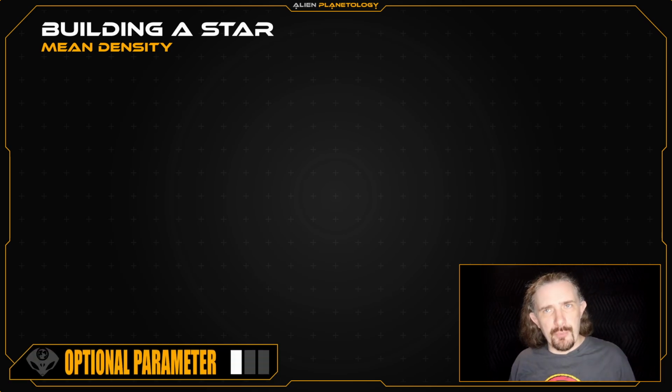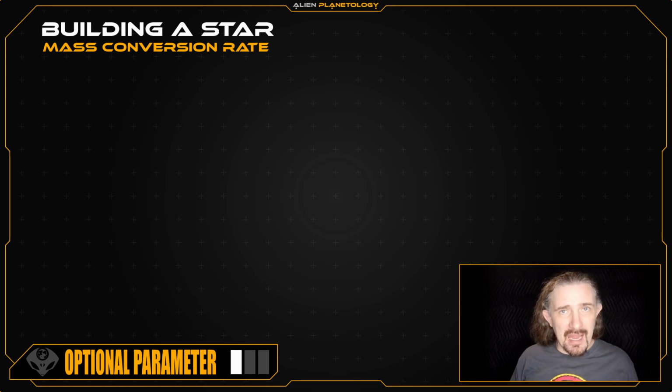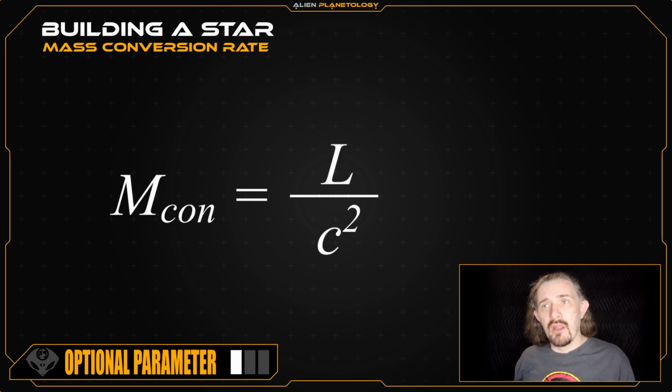The first of the optional parameters is the star's mass conversion rate. This is how much of its mass is being converted into energy per second, and uses this equation, where the mass is equal to the luminosity of the star divided by the speed of light squared.